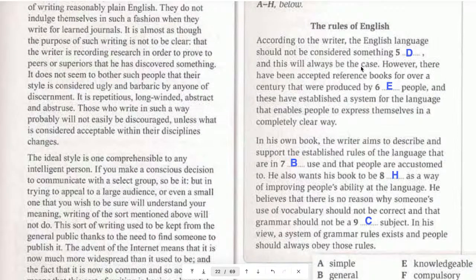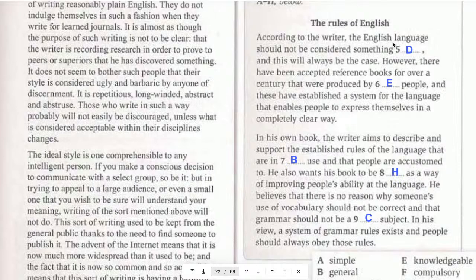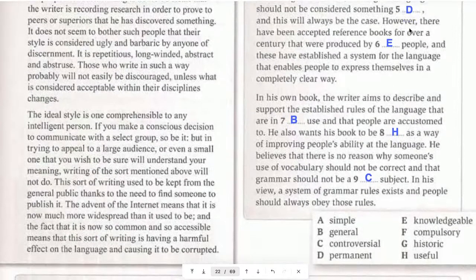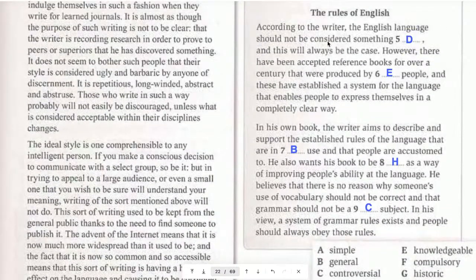Quỳnh Hương, read that please. According to the writer, the English language should not be considered something, and the answer is D. So that is permanent. Yeah, the answer is permanent. The English language should not be considered something permanent, and this will always be the case. So the answer is permanent. Now, where can we find information about this?